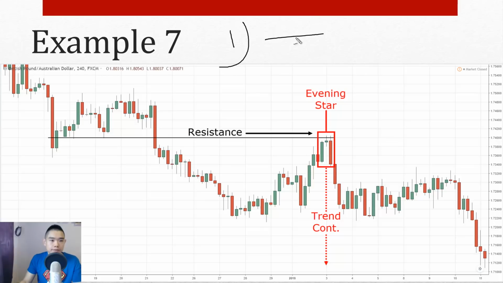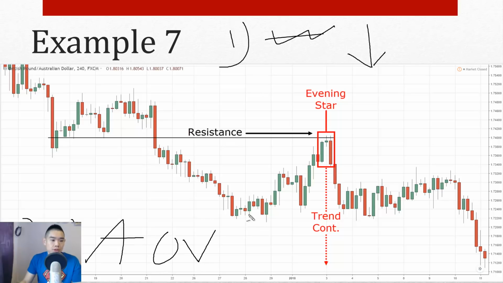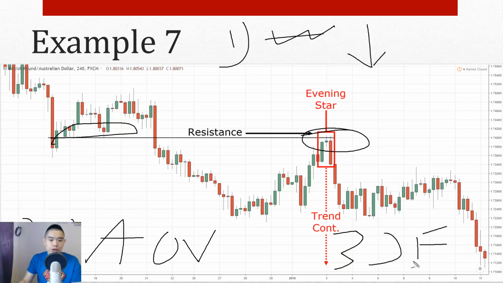Number 1, what is the trend? Trend is downtrend. Okay, number 2, are we trading from an area of value? Yes, we are. Previous support acts as resistance. Okay. Number 3, do we have a valid entry trigger to go short?